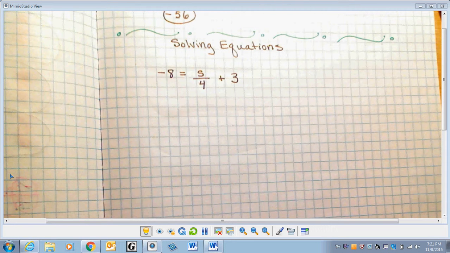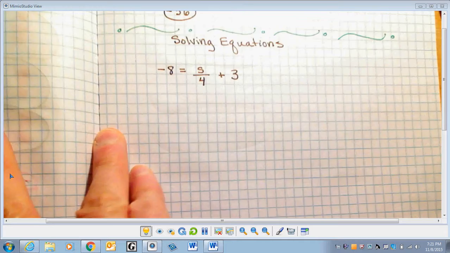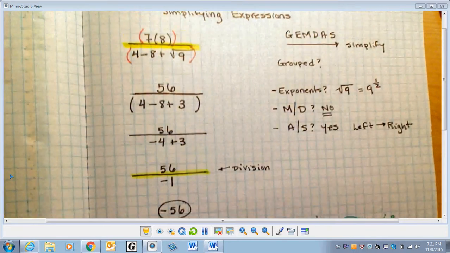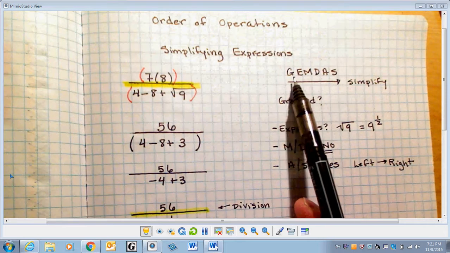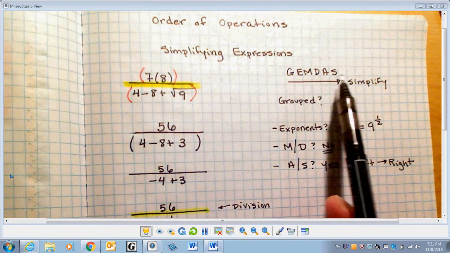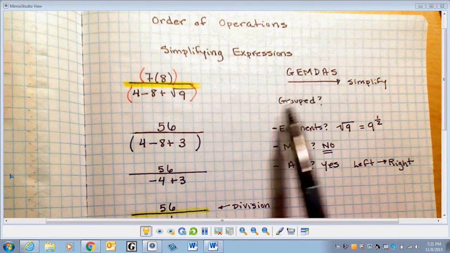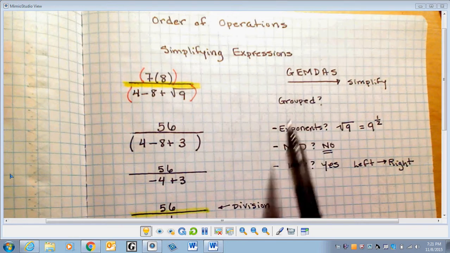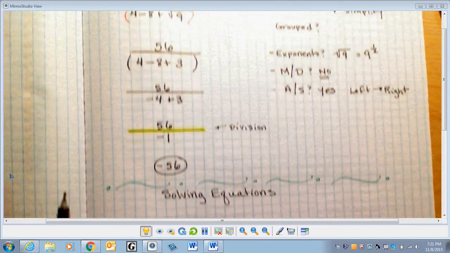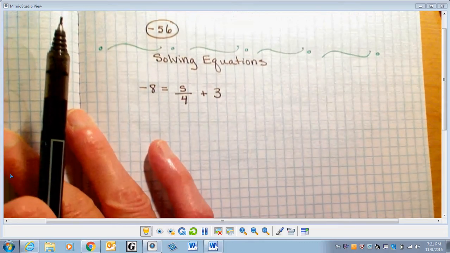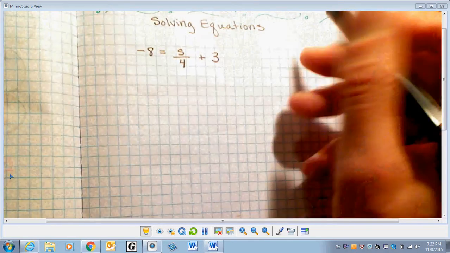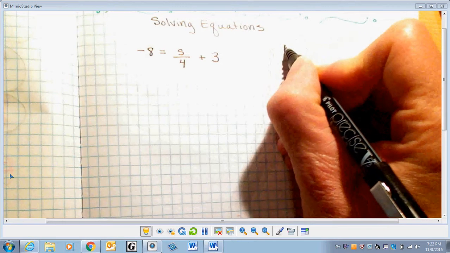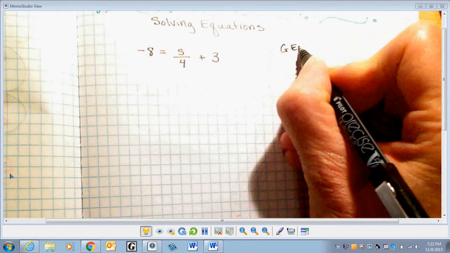In my previous video, I talked about order of operations and how we simplify expressions. We'd use this little mnemonic, GEMDAS, to help us make sure we're using the order of operations correctly. Today, in this video, I want to talk about solving equations, and we're still going to use GEMDAS, so I'm going to write that here.